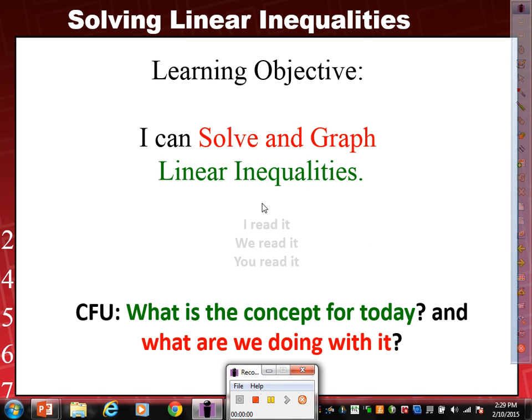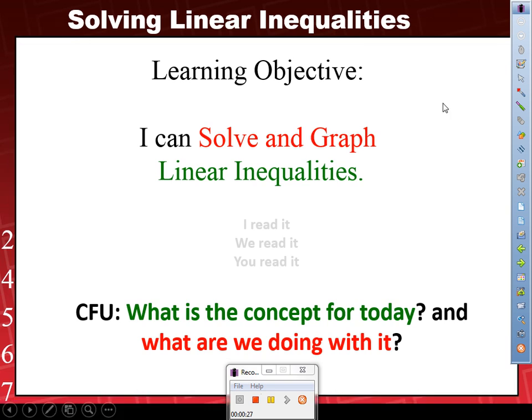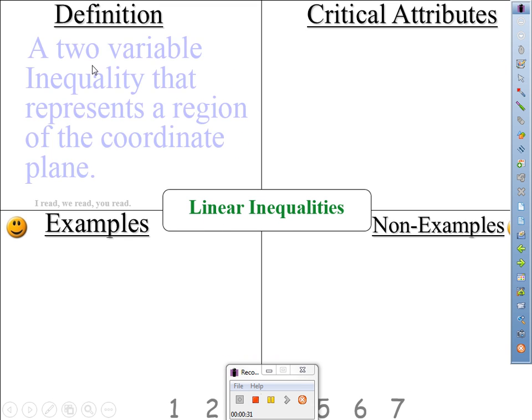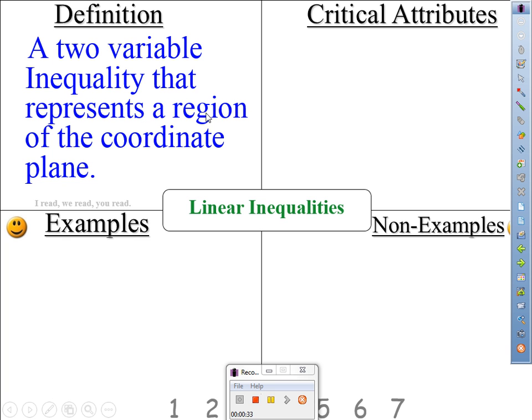So if you notice, the new concept for today is linear inequalities. We already covered linear equations and systems of linear equations. Now we're getting into a new concept. So, in your FAIR model, you write linear inequalities. What are they? A two-variable inequality that represents a region of the coordinate plane.